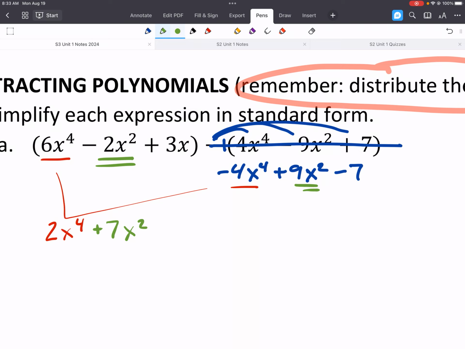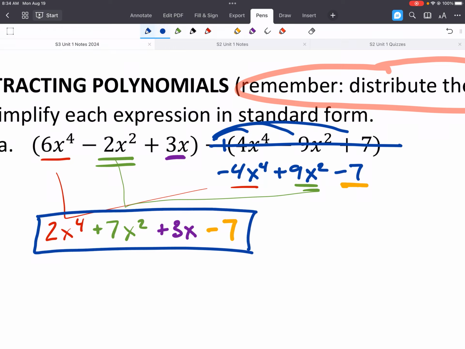Again, you're welcome to use a calculator if you ever feel like that would be helpful, like for negative 2 plus 9. Okay. And then we want to find our x terms. So we've got 3x, I think that's it, so plus 3x. And then our constant is minus 7. Okay, so that's subtracting polynomials. Again, if we're subtracting, it's best to distribute that negative 1 before you start to combine like terms.